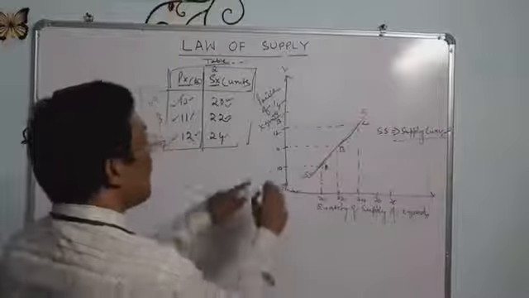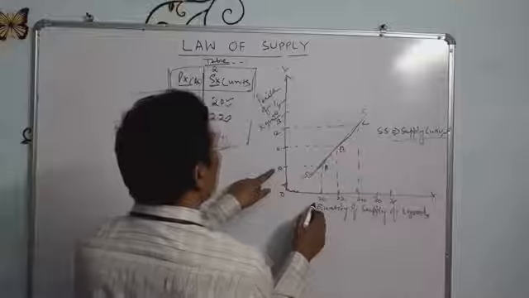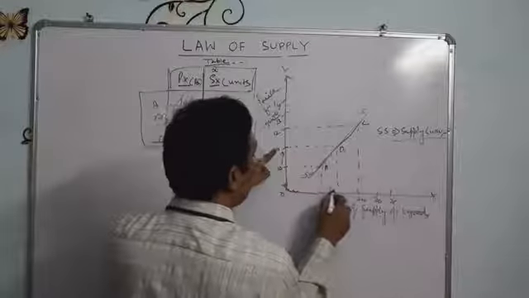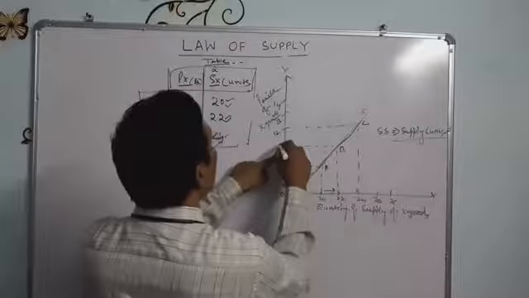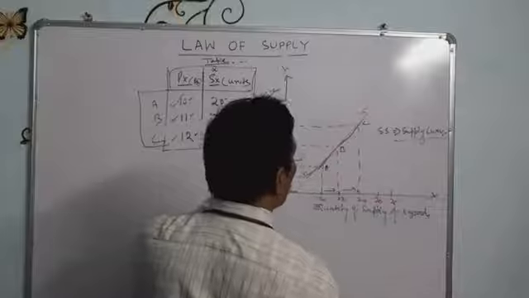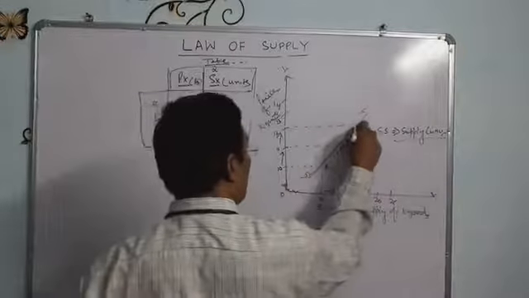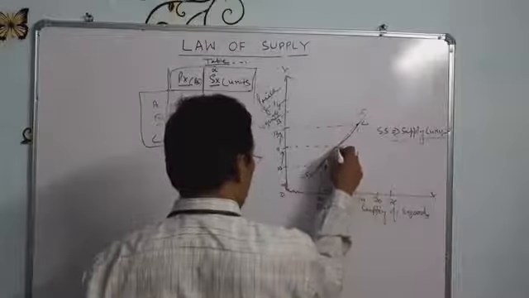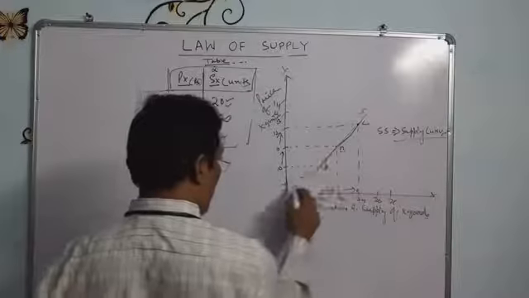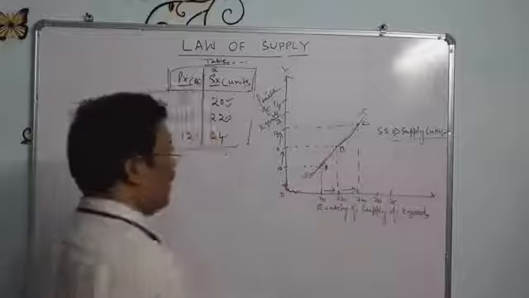It means at 10 rupees, 20 units are supplied. When price increases from 10 to 11, supply also increases from 20 to 25. When price increases from 11 to 12, quantity supplied increases from 20 to 24. That is shown at point C. And at 11 rupees, 22 units, that is shown at point B. At 10 rupees, 20 units, that is shown at point A.